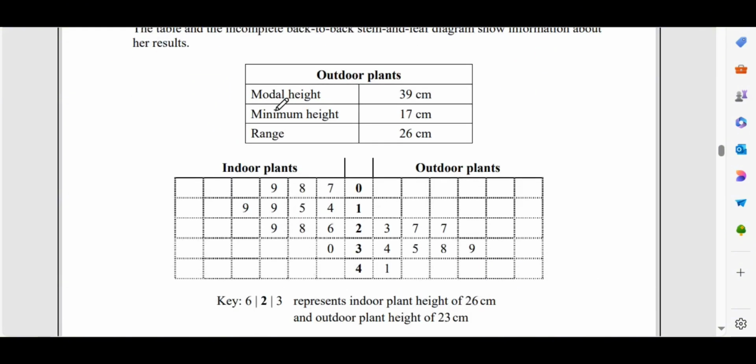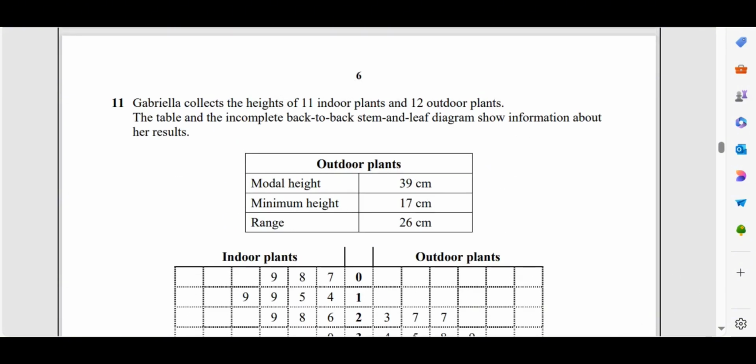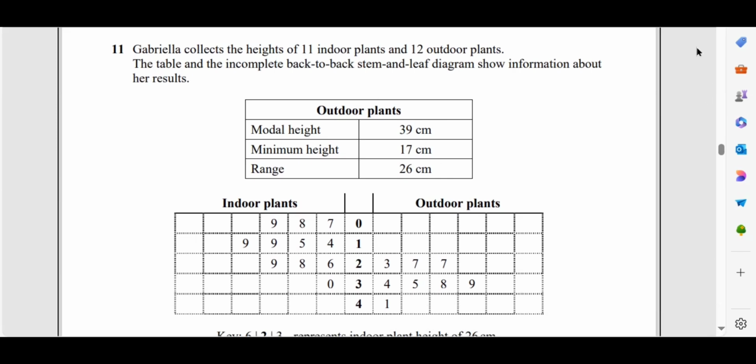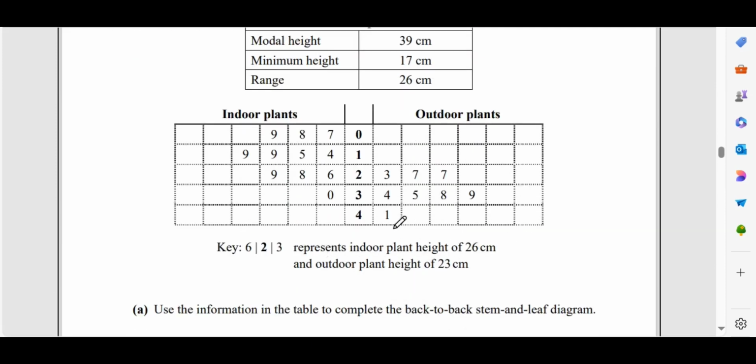Okay, the next question is on stem and leaf. So we are told that Gabriela collects the height of 11 indoor plants and 12 outdoor plants. The table and the incomplete back-to-back stem and leaf diagram show information about our results. Okay, so we are given the modal height, we are given the minimum height, and we are given the range. So this is the diagram given to us.